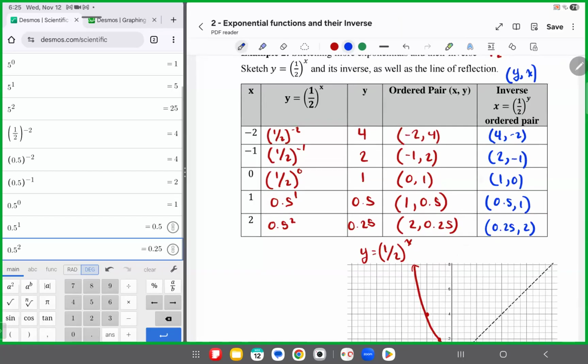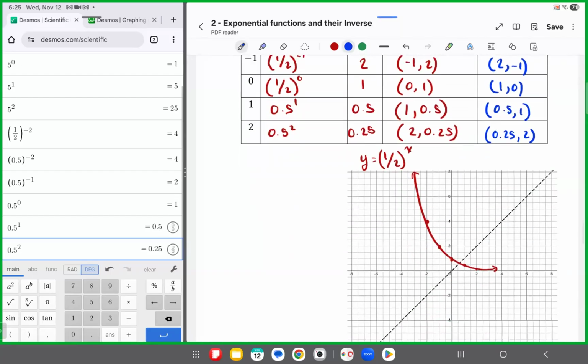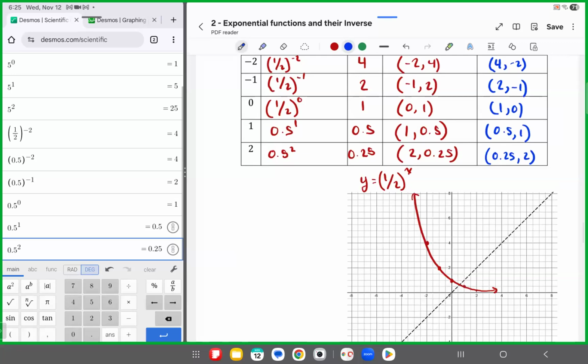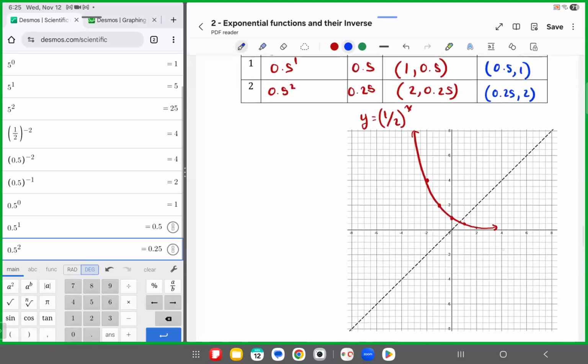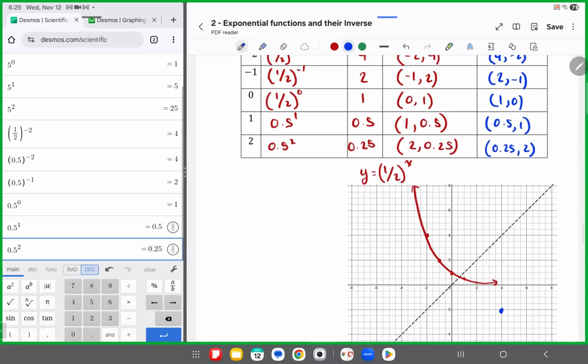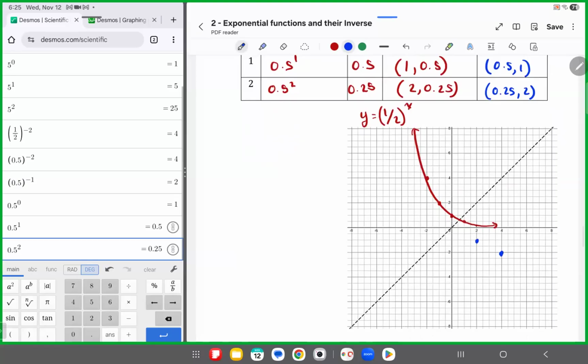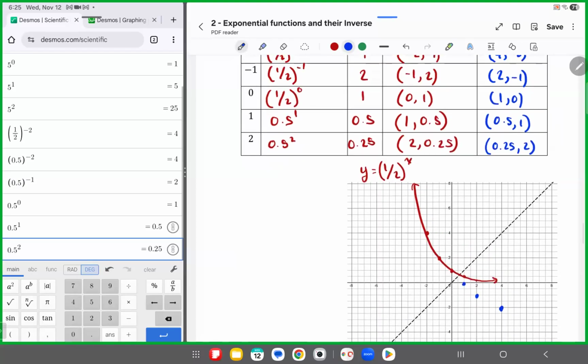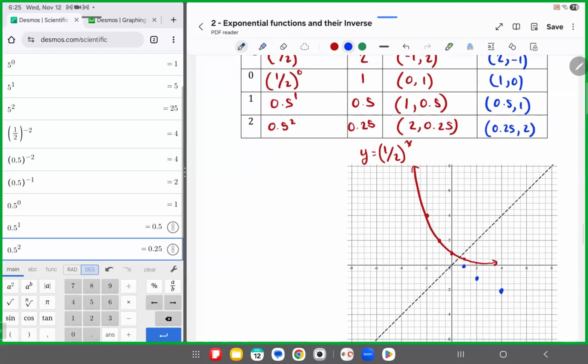And so we can graph these on our graph now. So 4 comma negative 2 would be here. Next one is 2 comma negative 1, which is here. Next one is 1 comma 0, which will be here. Next one is 0.5 comma 1, which will be here. And the last point will be 0.25 comma 2, which will be here.